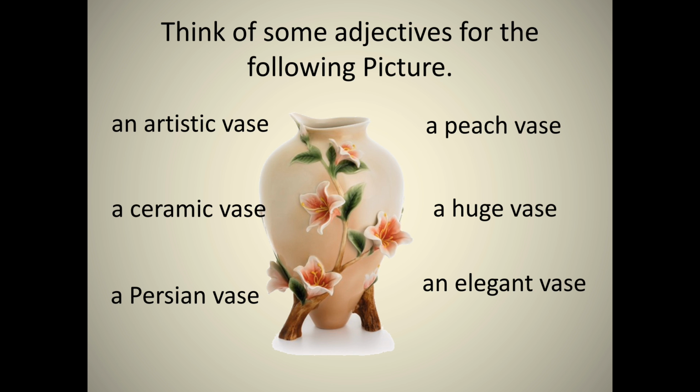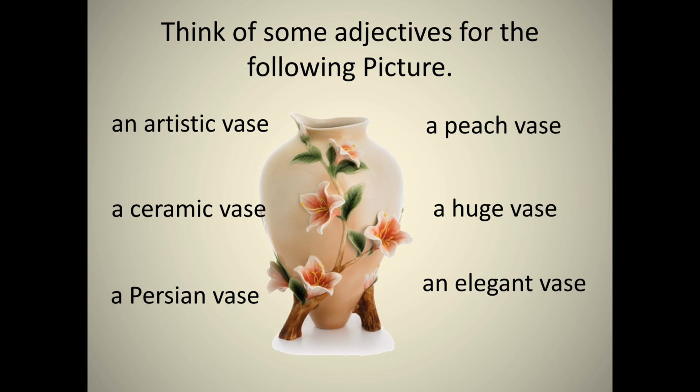You must have noticed that over here, in a Persian vase, P is capital. Now why do you think it is that? Persian is a proper adjective. It is related to Persia, and that is why it is written in capital. If it is a Pakistani vase, again P will be capital. If we say it's an Arab vase, so A will be capital.